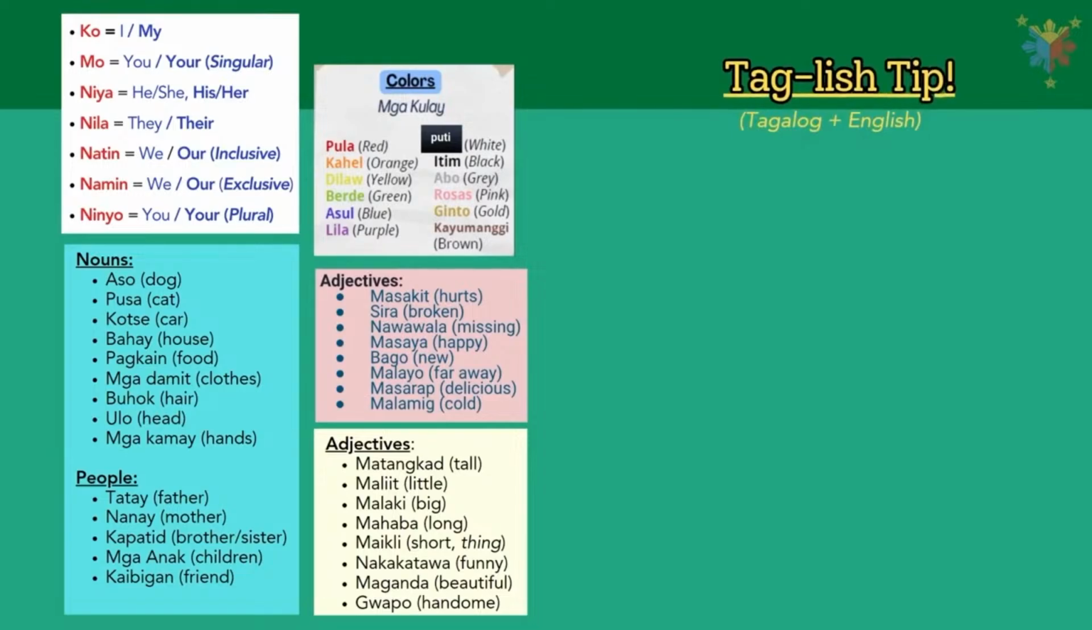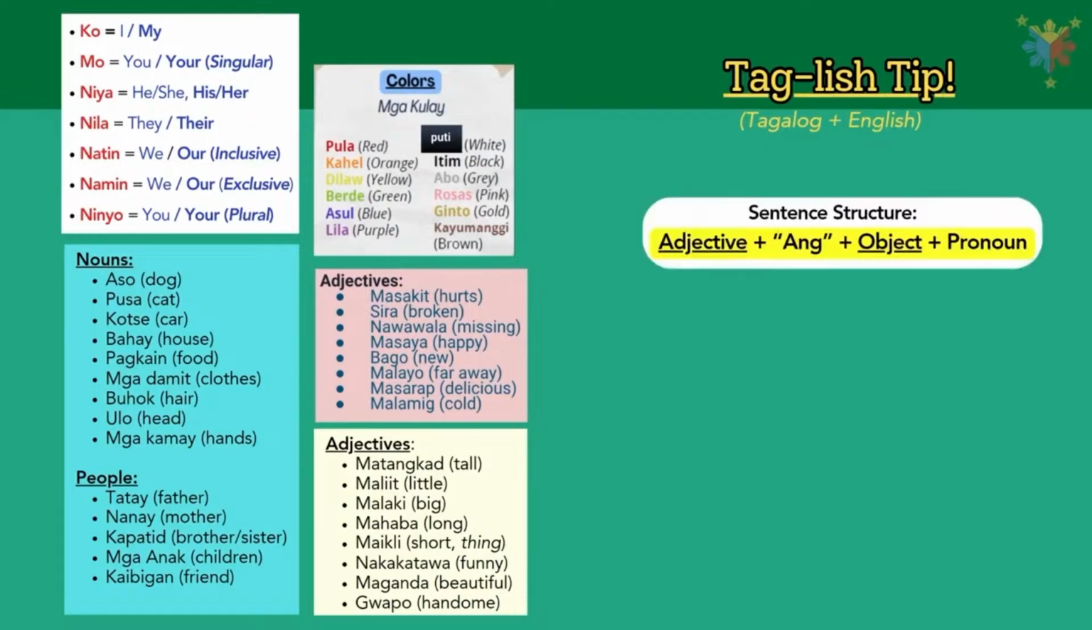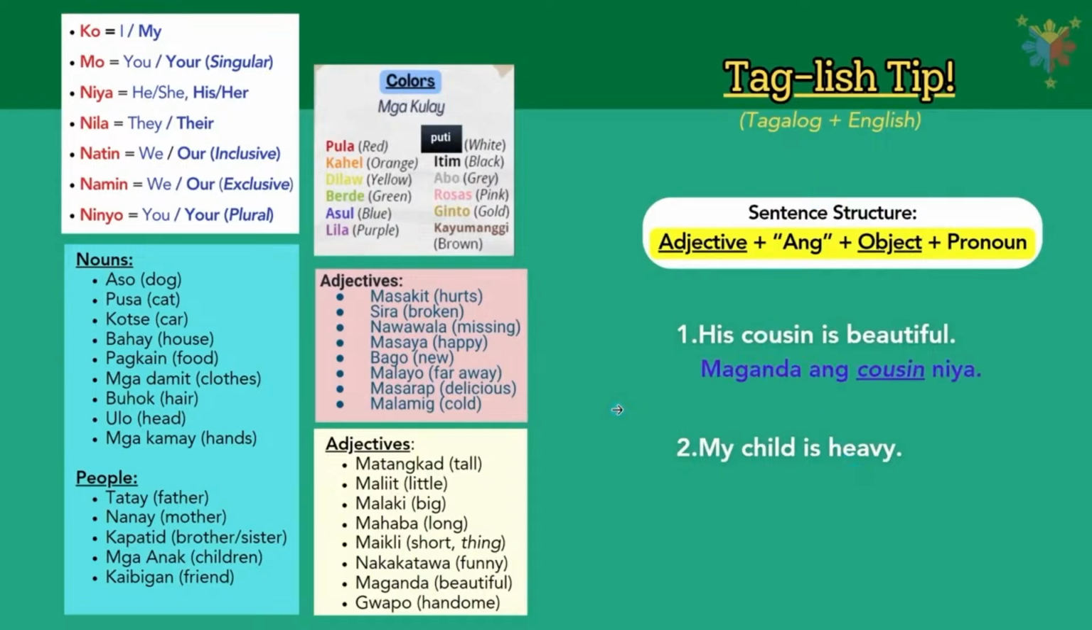All right, so here is a quick Taglish tip. Taglish is Tagalog and English put together. I am a big supporter of using English in Tagalog if you are still learning new vocabulary. So here is one way you can use it. Here is the sentence structure we just learned. If you don't know an adjective or an object in Tagalog, just say that word in English. For example, his cousin is beautiful, or my child is heavy. We didn't learn the word for cousin, we didn't learn the word for heavy. So you can just say them in English.